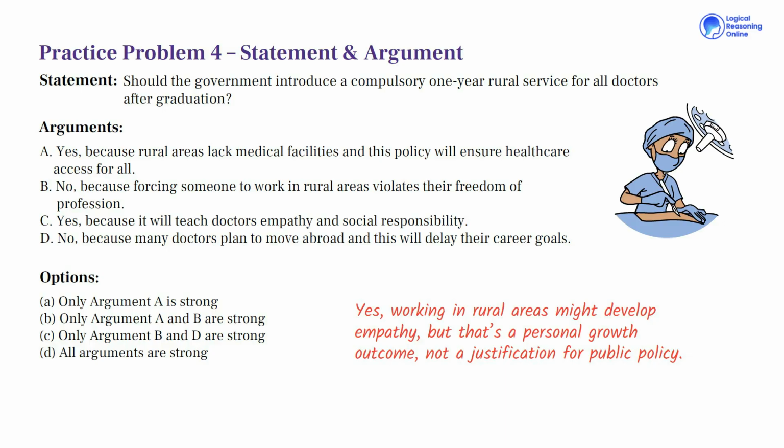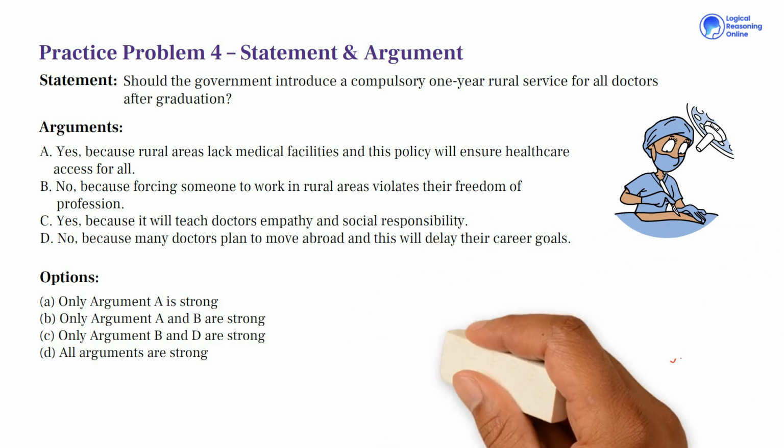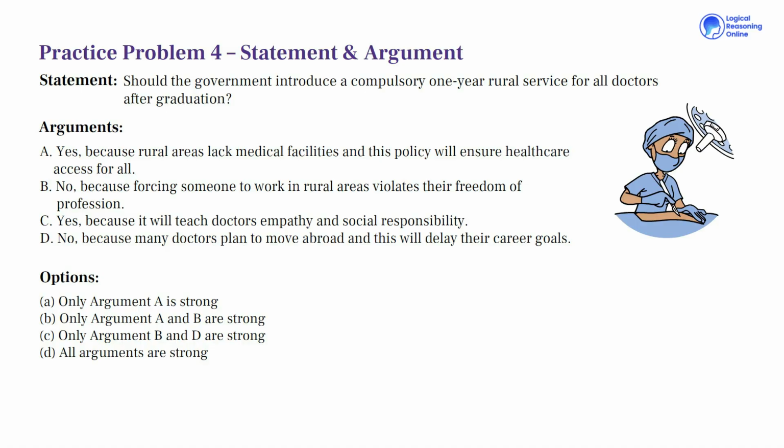It talks about what doctors might feel instead of what rural communities might gain. In exams, we need to avoid picking statements that sound noble but don't directly support the policy's intent. So this argument is weak.